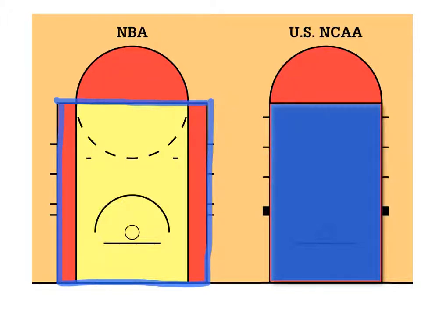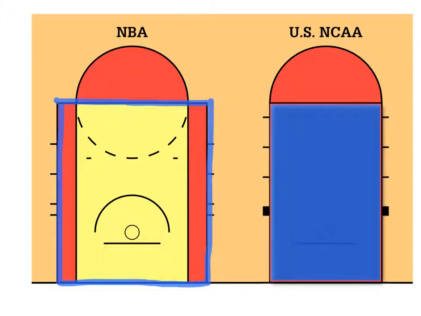You'll notice in our diagram we have 2 different size lanes. The lane on the left represents the NBA and international basketball, and it's 16 feet wide. The lane on the right is used in American college and high school basketball and is just 12 feet wide. Now that you know what the paint is, let's talk about points in the paint.